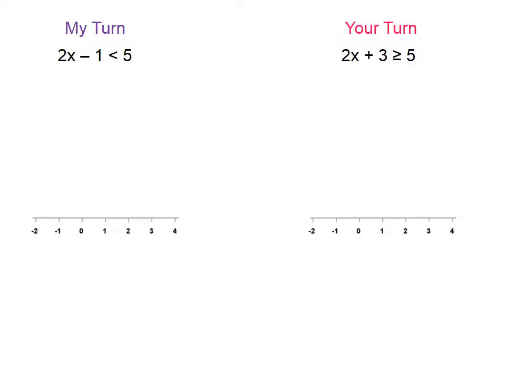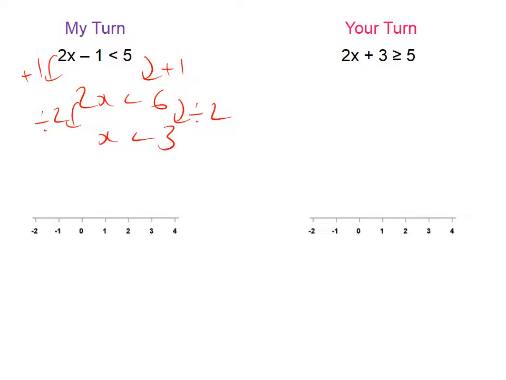A little bit harder now. 2x minus 1 is smaller than 5. Well, the first thing we need to do to both sides is add 1, which gives us 2x is smaller than 6. Now, 2x really means 2 times x, so we're going to need to divide both sides by 2 to give us x smaller than 3. Now, x smaller than 3 means a hollow dot and an arrow in this direction. Pause the video and have a go at your question.